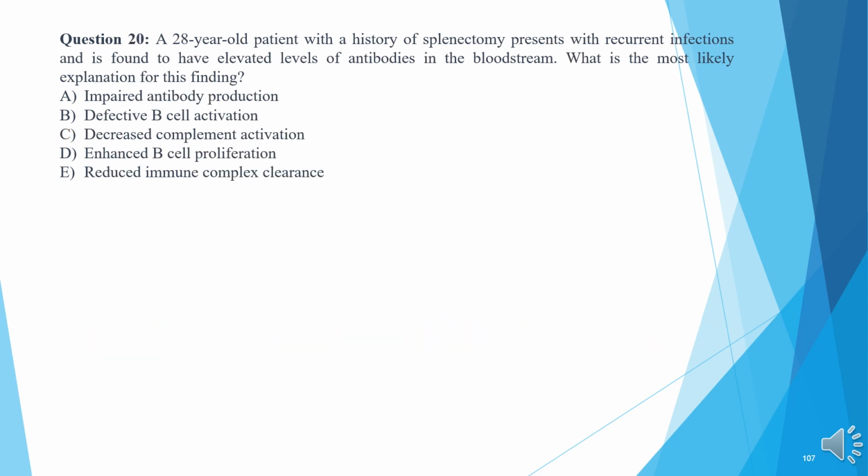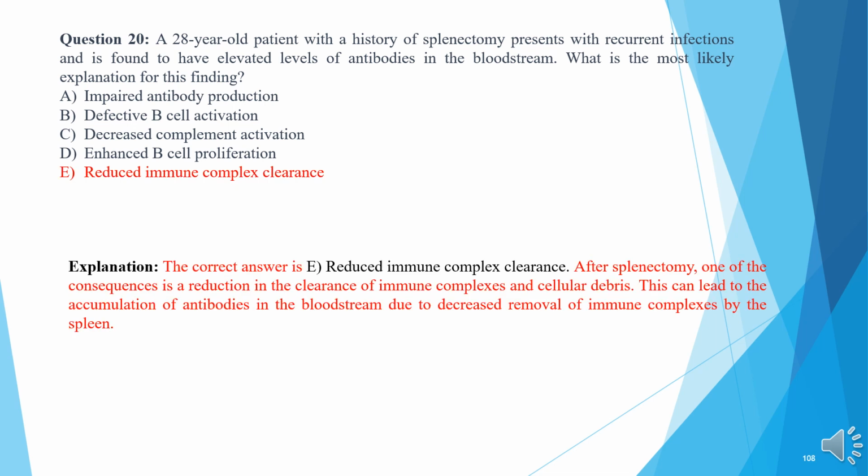Question 20. A 28-year-old patient with a history of splenectomy presents with recurrent infections and is found to have elevated levels of antibodies in the bloodstream. What is the most likely explanation for this finding? A. Impaired antibody production. B. Defective B cell activation. C. Decreased complement activation. D. Enhanced B cell proliferation. E. Reduced immune complex clearance. The correct answer is E.